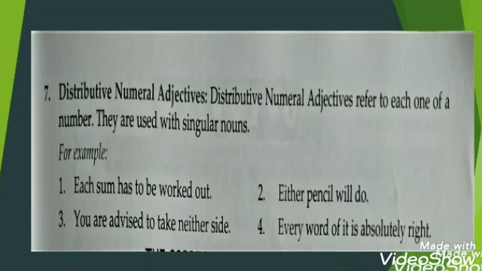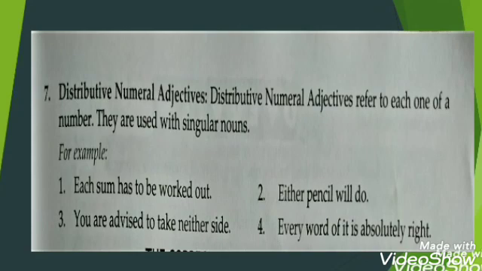Let's see the examples. First one: Each sum has to be worked out. Here the word each is your distributive numeral adjective. And why? Because each is used to refer to one specific person of a group, or to speak about group members individually. Here you can see that each sum has to be worked out. It means you have a number of sums with you, but you are going to solve each one, one by one, each and every sum you have to solve.